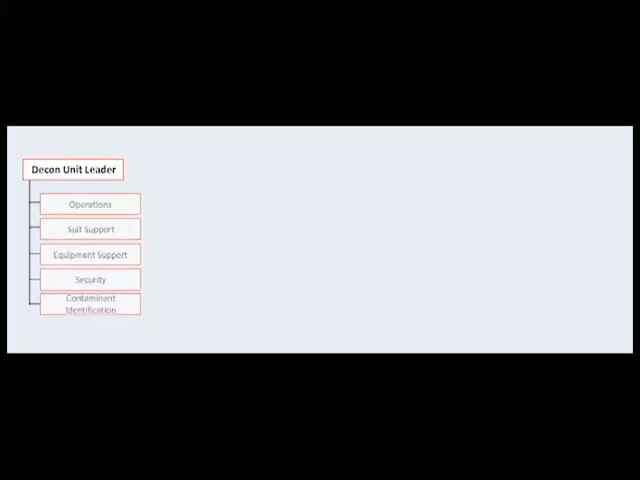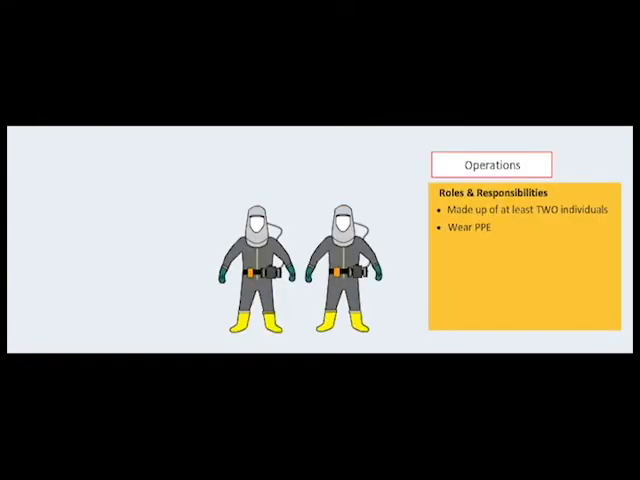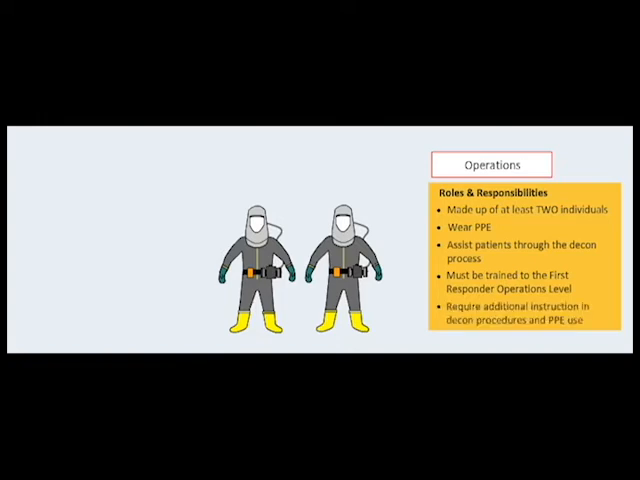The Decon unit leader supervises at least 5 positions or groups of the emergency decontamination team. The operations team is made up of at least 2 individuals who wear PPE to assist patients through the decontamination process. Team members require training to the hospital first responder operations level, along with additional instruction in decontamination procedures and the use of personal protective equipment.